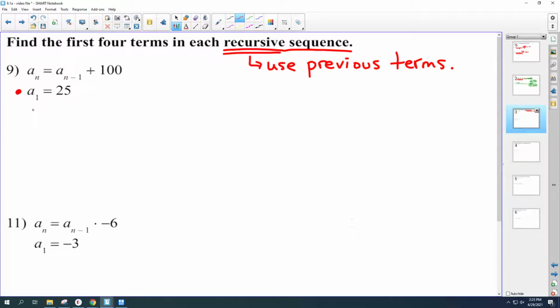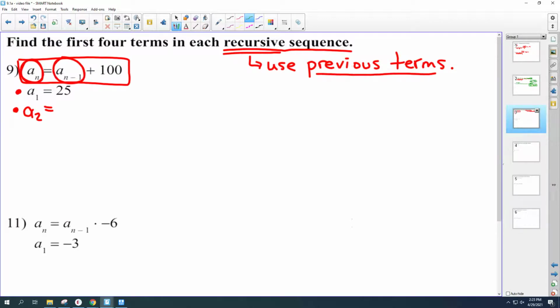So what we want to do is figure out the second term. And so the second term, we're going to look at this formula. And this formula looks really confusing because you see a_n and a_(n-1). But a_n is just basically whatever term you're looking at. And a_(n-1) is the term right before that. So all that means is it's the previous term. So in order to find a2, we're going to take the previous term. The previous term was 25, so we're going to take 25 plus 100, and that's 125.